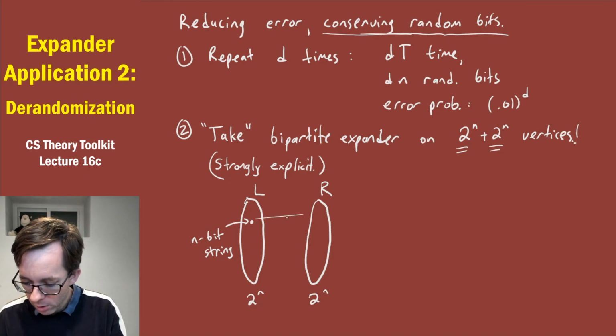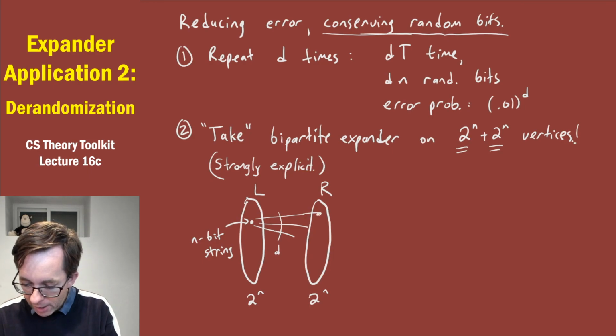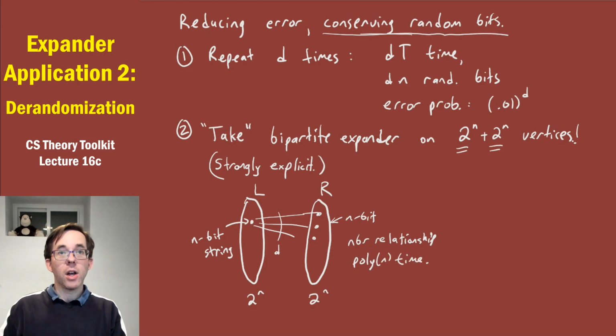if the algorithm thinks of a number between 1 and D, or 1 and 64 specifically, then it can figure out in polynomial in n time the names of these D neighbors. These are also n-bit strings. The point is that you can work out the neighbor relationship in poly n time.